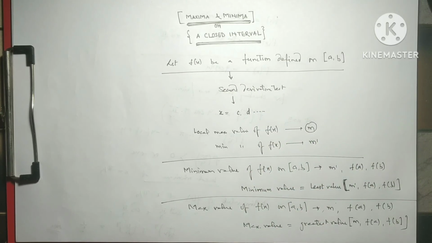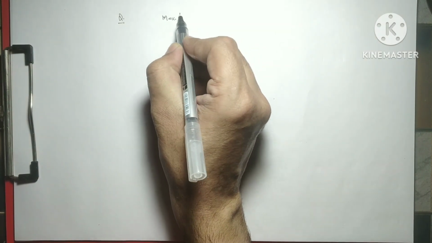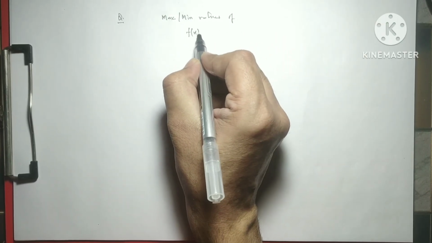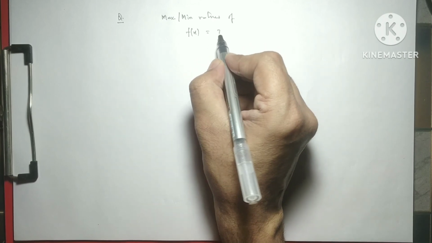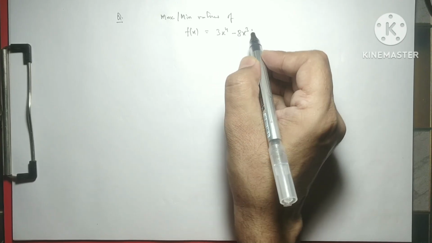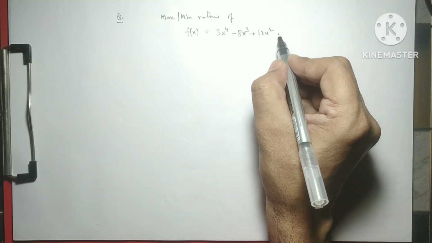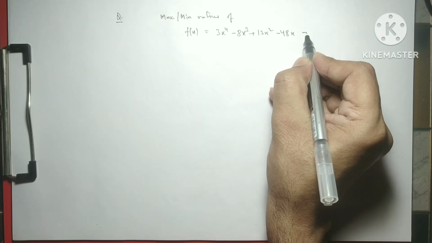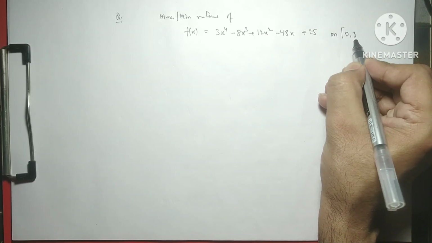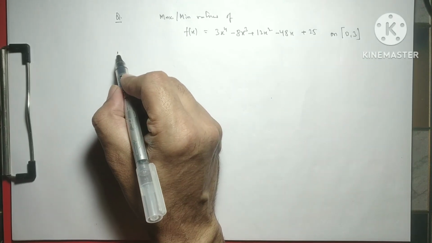So right now we are taking the questions. Find the maximum and minimum values of f(x) = 3x^4 - 8x^3 + 12x^2 - 48x + 25, and the given interval is [0, 3]. This is a closed interval. So right now we will use second derivative test.